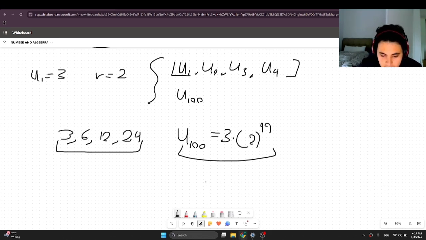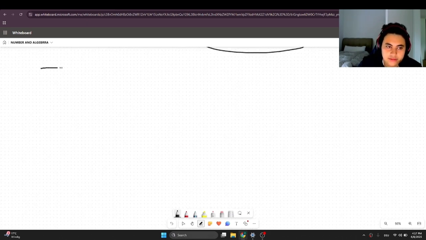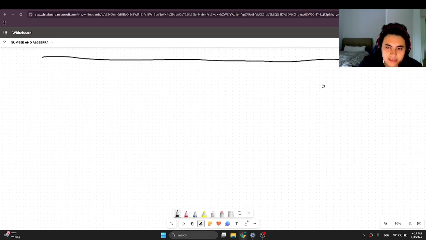Good. So I'm going to go into a question which is slightly more difficult, and we'll just break it down slowly together. A geometric sequence has a fifth term of 3, so we know that u5 is equal to 3, and a seventh term of 0.75, so we know that u7 is equal to 0.75.